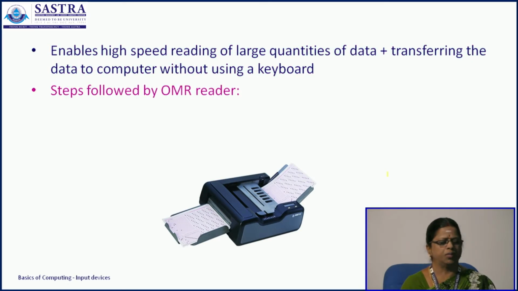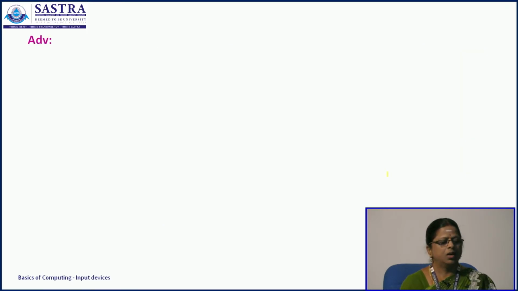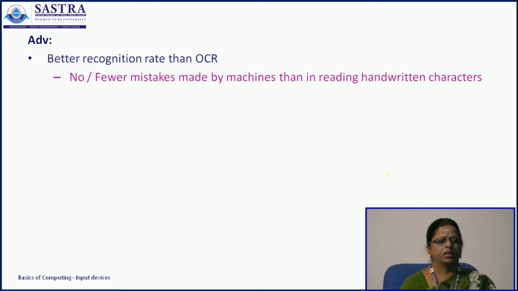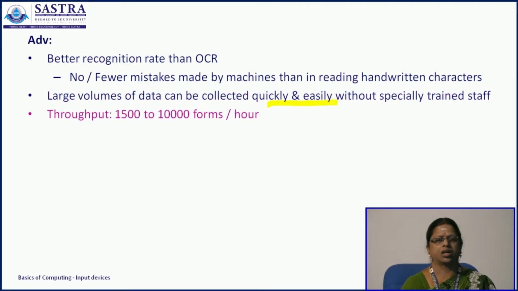What are the steps followed by the OMR reader? First, it scans the form, detects the presence of marks, and passes this information to the computer for further processing. What are going to be the advantages of this? It has got better recognition rate than OCR because we cannot make any mistake. Sometimes fewer mistakes are made by the machines than in reading handwritten characters. Large volumes of data can be collected quickly and easily without specially trained staff. The throughput is around 1,500 to 10,000 forms per hour.